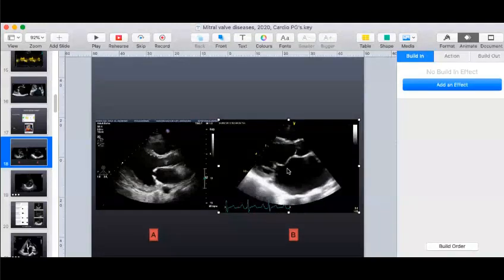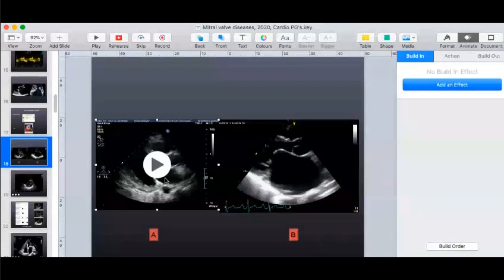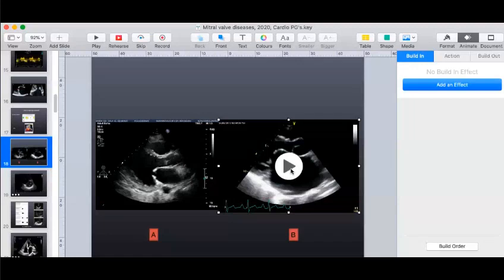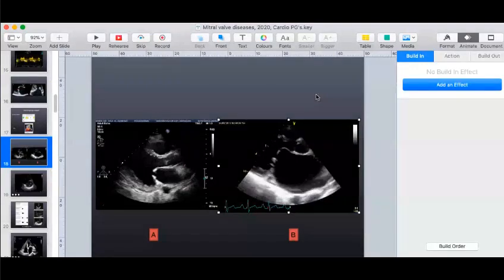In image A, both leaflets are thickened. There is a restrictive movement of the leaflets. Okay. And in image B, the anterior mitral leaflet is prolapsed. Prolapse is there, and there is increased leaflet motion, sir. That is the point. So that is what I am trying to convey.